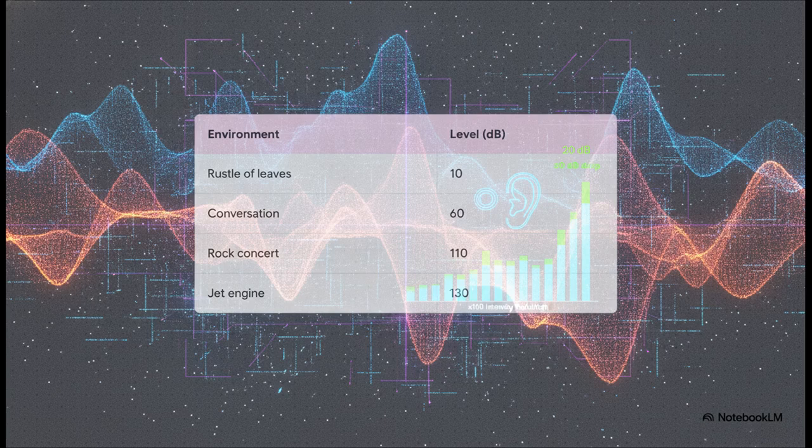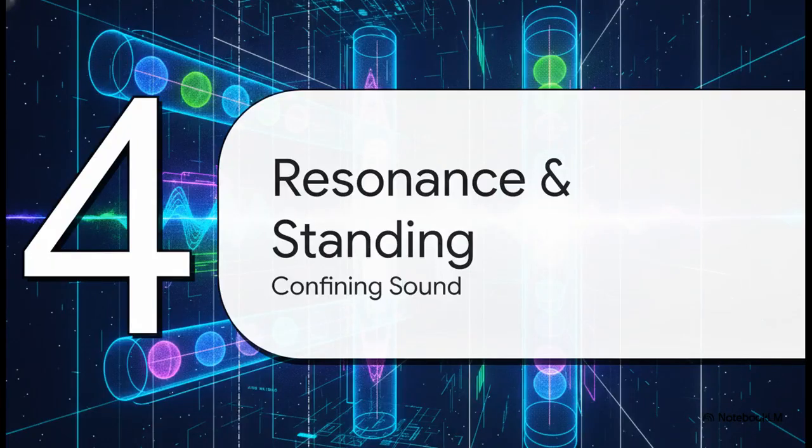If a veteran rocker wears an earplug that drops the sound level by just 20 decibels, they aren't just cutting the sound a little bit. Because it's a logarithmic scale, a 20 decibel drop actually cuts the raw sound intensity reaching their eardrum by a staggering factor of 100. All right, Section 4, Resonance and Standing Waves, Confining Sounds to Create Music.